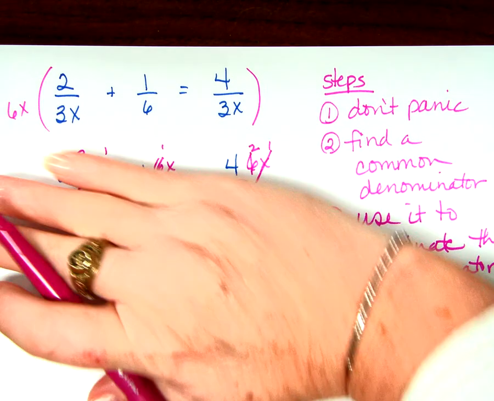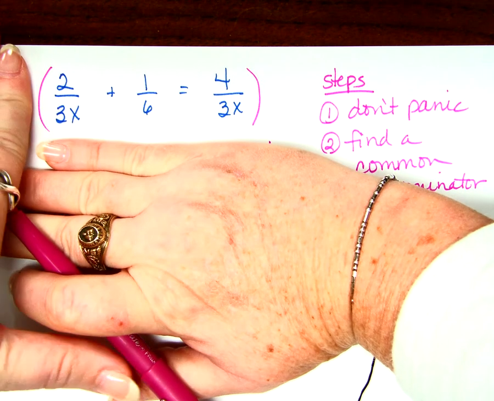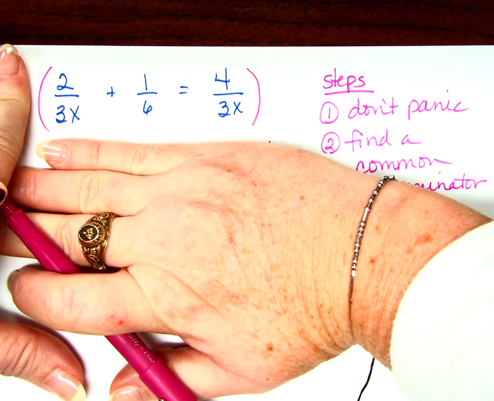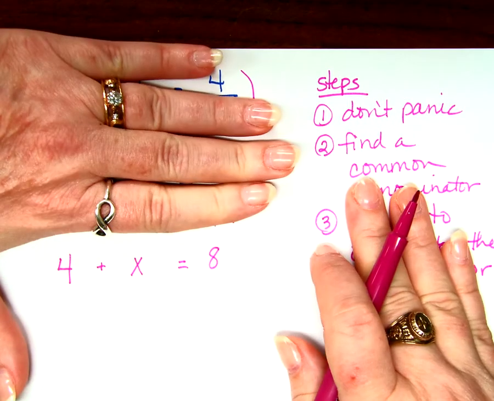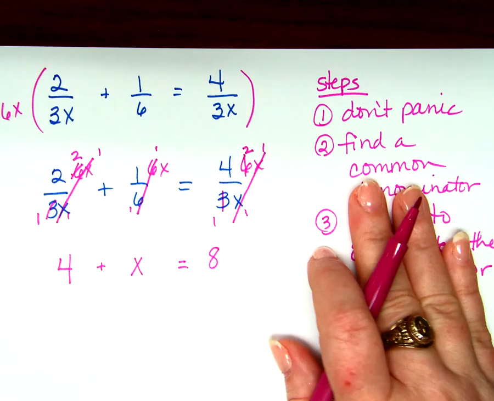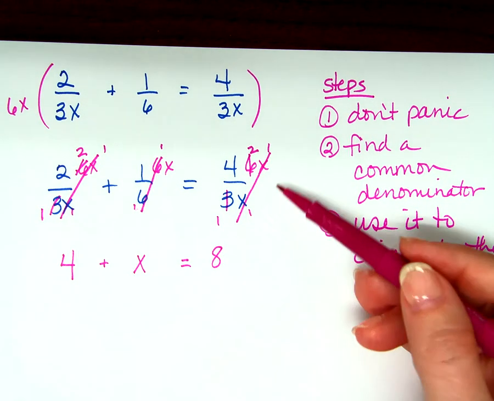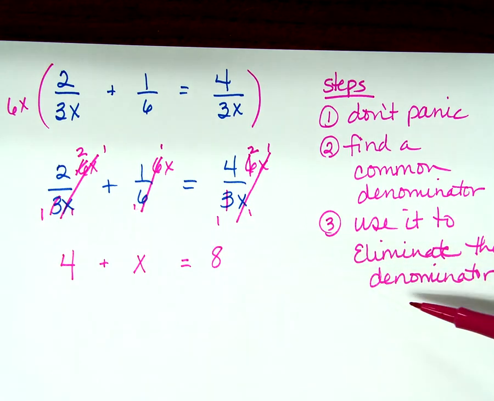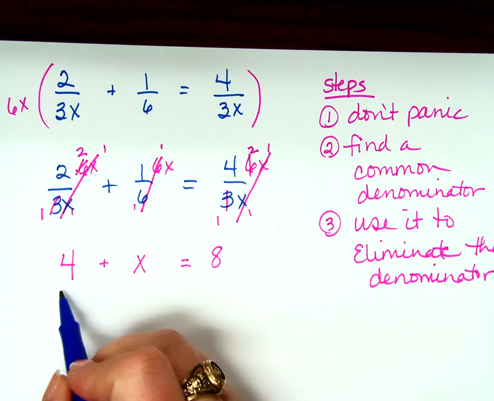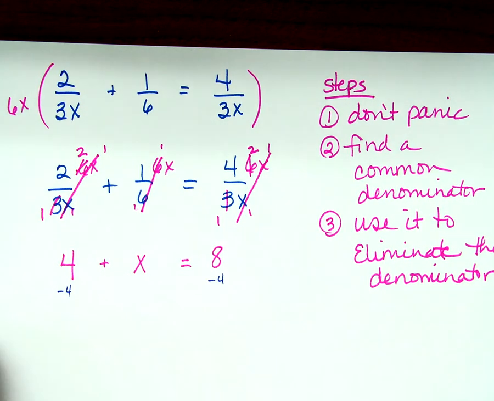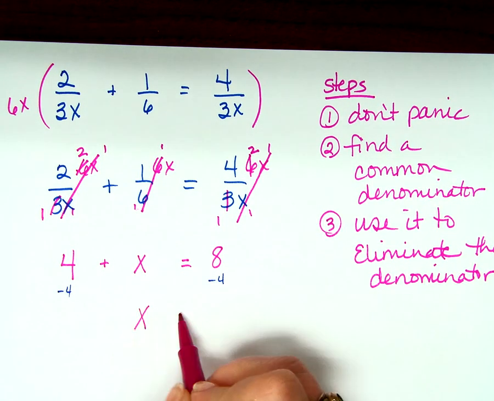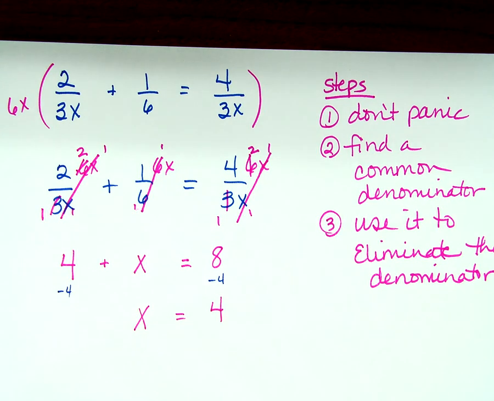So if I give you that problem right here to begin with and I said, you have a choice. You can either solve that problem or you can solve that problem. I think it's pretty obvious which one you choose, right? Okay. We used the common denominator to eliminate the denominator. You okay with that? Now to solve this, what do I have left to do? Literally just subtract 4, right? X equals 4. Is it right?